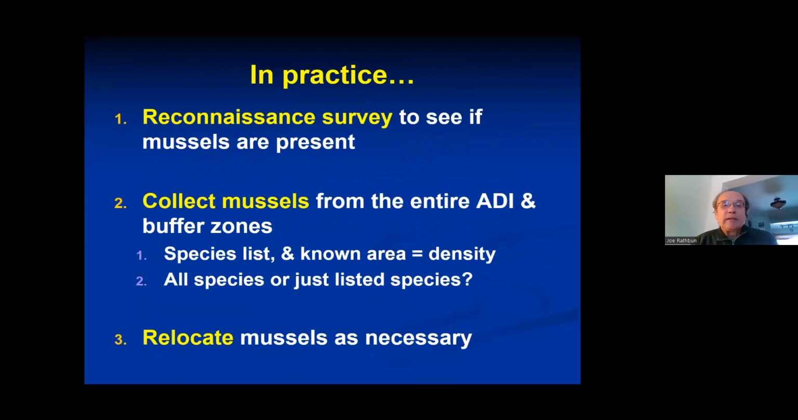In practice, typically you'll do a reconnaissance survey to see if mussels are present in your area of direct impact and the appropriate buffers. And if so, you'll collect them from the ADI and the buffers and relocate them as necessary. The protocols describe in detail how to sample mussels, how to handle them, the data you have to collect to document what's there, and the procedures to relocate mussels out of the footprint of the project, out of danger, typically upstream or downstream at a very similar habitat.